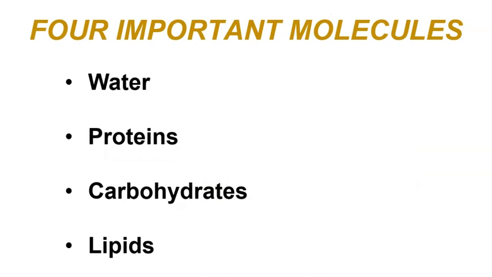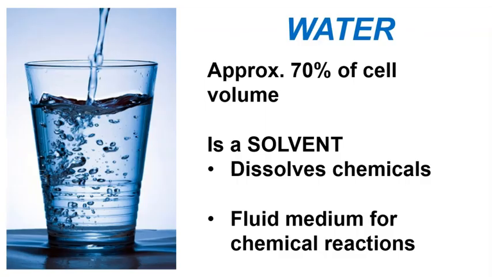So there are 4 important classifications of molecules. We have water, proteins, carbohydrates, and lipids. And we'll go through each of these very briefly now. We'll start with water, and we see that water composes approximately 70% of cell volume, so it makes up a pretty large proportion as far as the volume inside of our cells. In the body and in our cells, water functions as a solvent, which means that it dissolves chemicals and it also provides a fluid medium for the chemical reactions of life to take place.